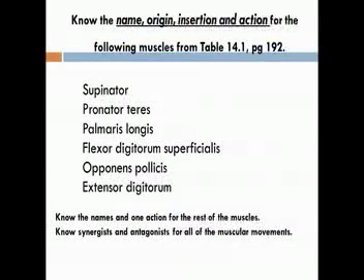As in the previous chapters, you only have to know 6 muscles for origin and insertion. They are Supinator, Pronator Teres, Palmaris Longus, Flexor Digitorum Superficialis, Opponens Pollicis, and Extensor Digitorum. You need to know the names and one action for the rest of the muscles in Table 14.1, as well as synergists and antagonists for all muscular movements, and no innervations.